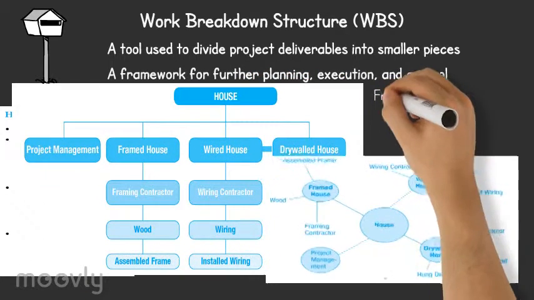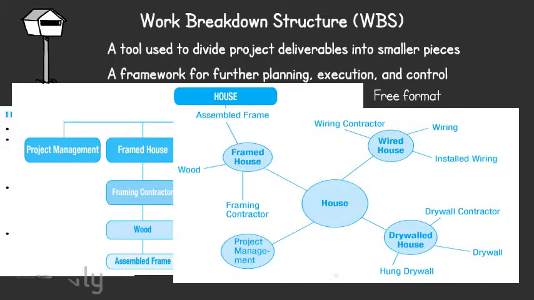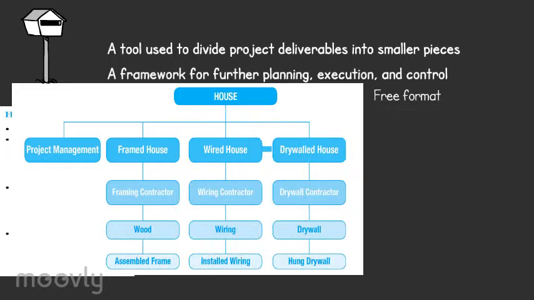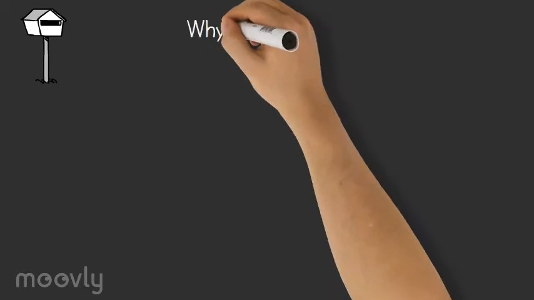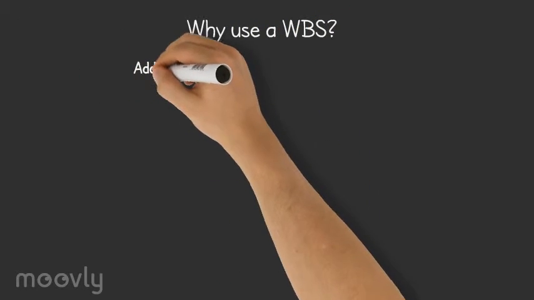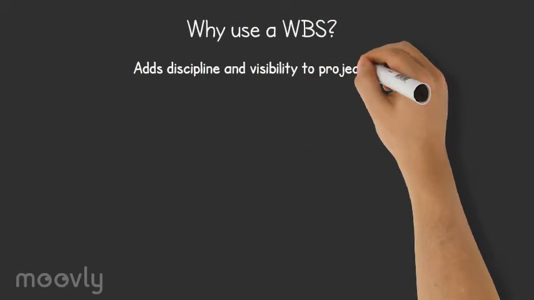Why use a WBS? It adds discipline and visibility to project planning, and is the basis for planning schedule, resources, cost, quality and risk. It is also useful in determining where and why problems occur. It is also helpful in project communications.